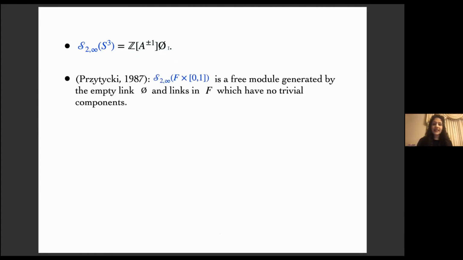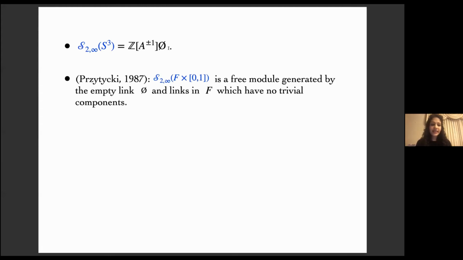The Kauffman bracket Skein module of the surface I-bundles was computed by Joseph and Kwiatkowski in 1987. And he showed that this Skein module is a free module and is generated by the empty link and links in F which have no trivial components. So we will keep talking about Skein modules of surface I-bundles in this talk.